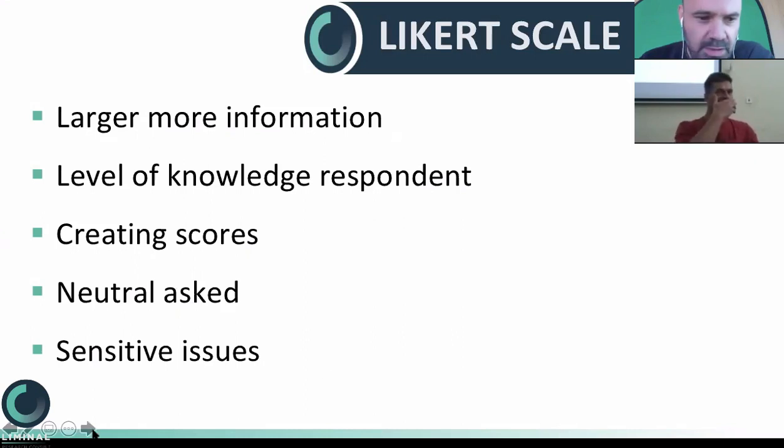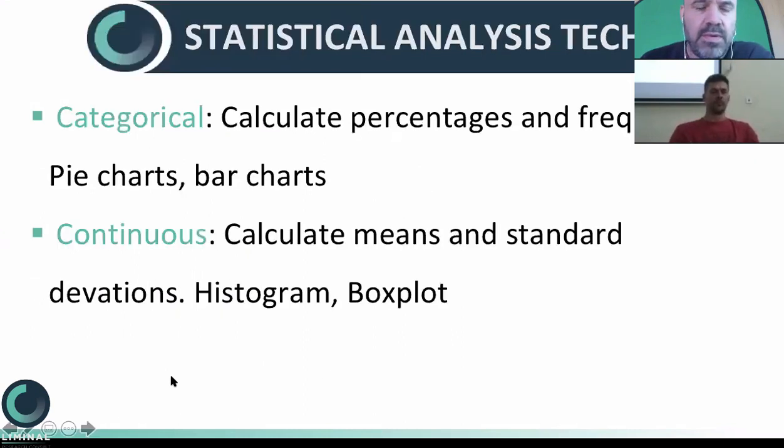Yes. Okay. Now let us get to the statistical analysis techniques. If you look at categorical data, so say male and female, you calculate percentages and frequencies. And the charts that you can use are pie charts and bar charts. So a pie chart, usually just 2 or 3 categories, not more. Otherwise, you use a bar chart.